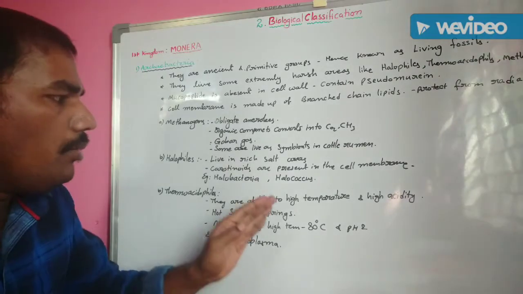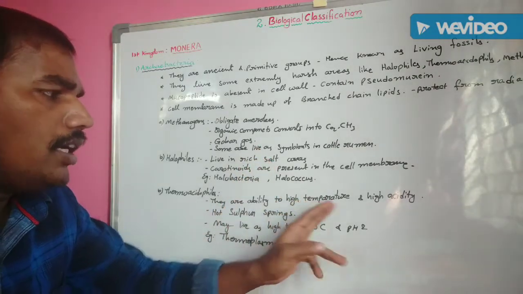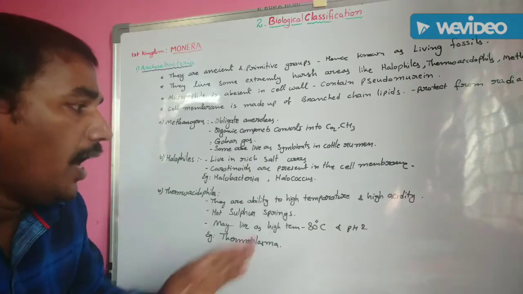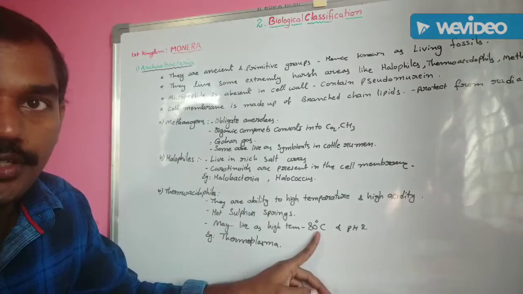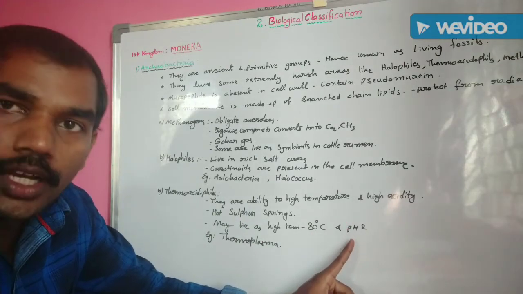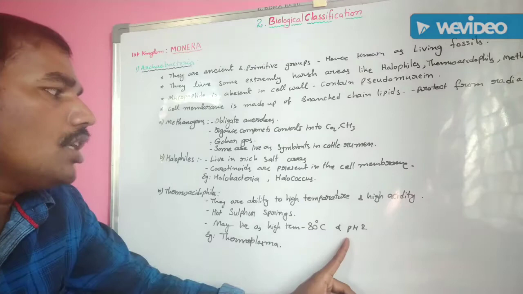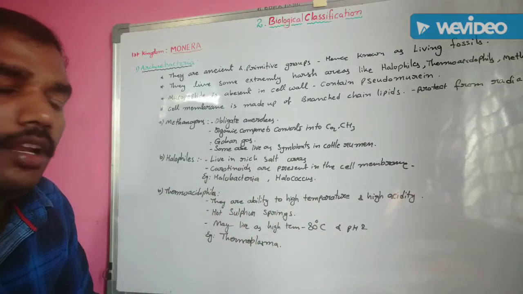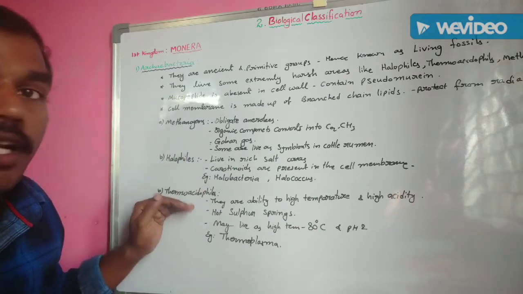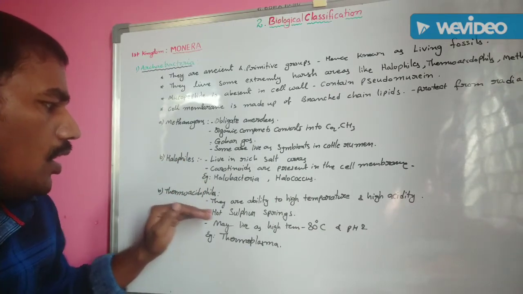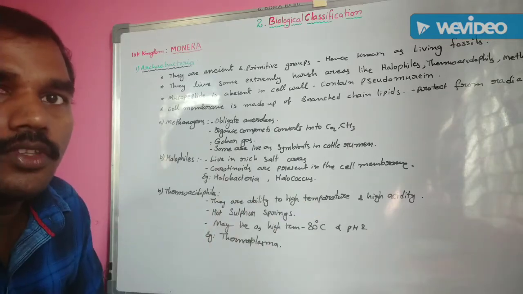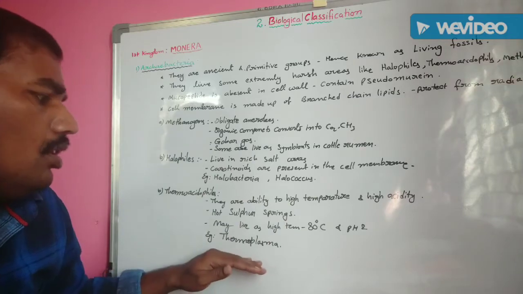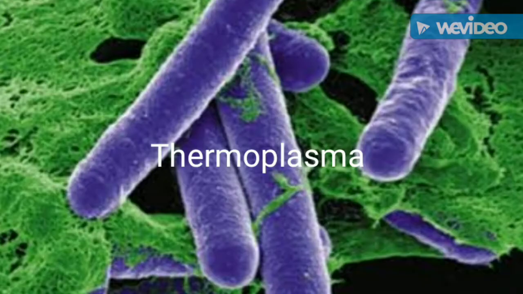Thermoacidophiles. They have the ability to survive high temperature and high acidity. High temperature up to 80 degrees centigrade and acidity of pH 2 value. They can survive at the high temperature and high acidity. These thermoacidophiles are extensively found in the hot sulfur springs. Some example, thermoplasma bacteria.